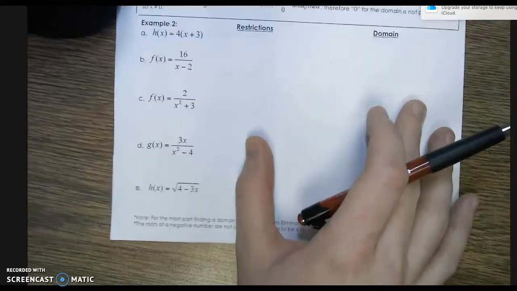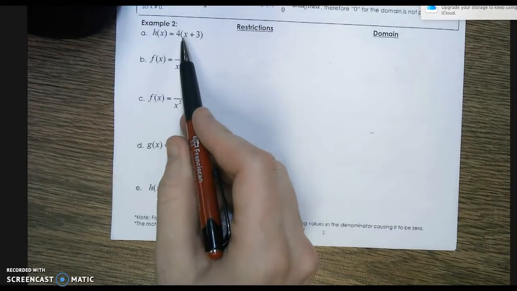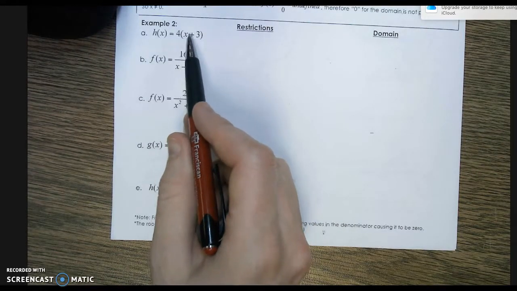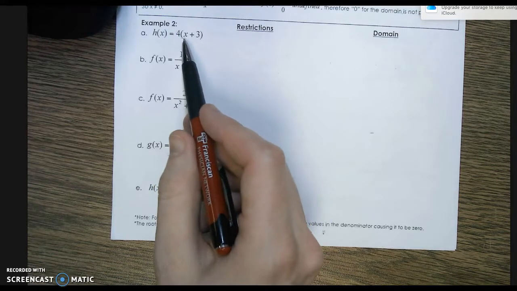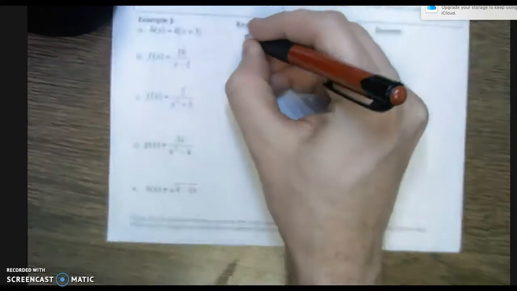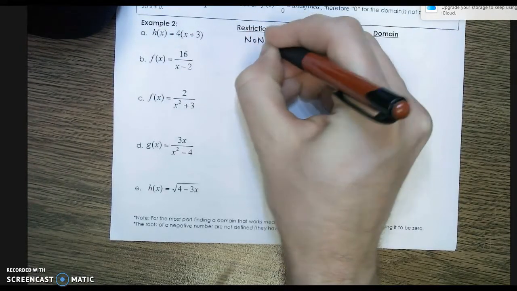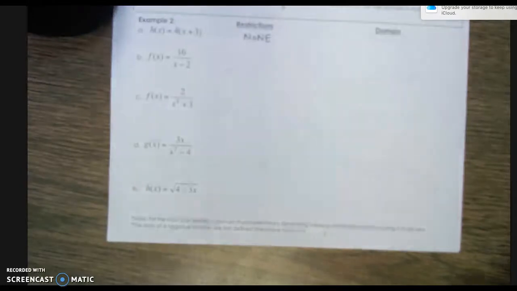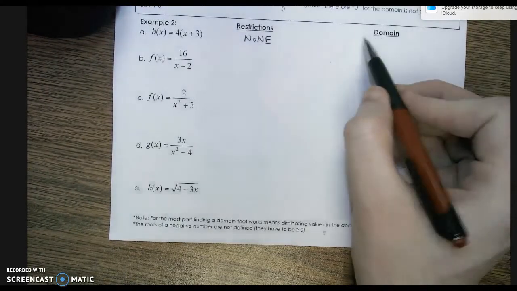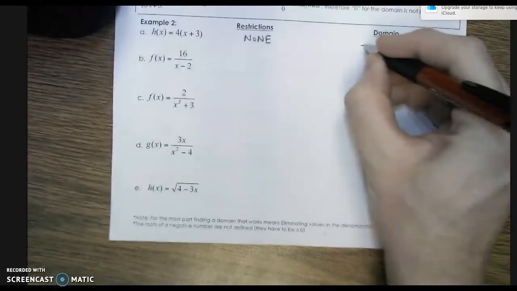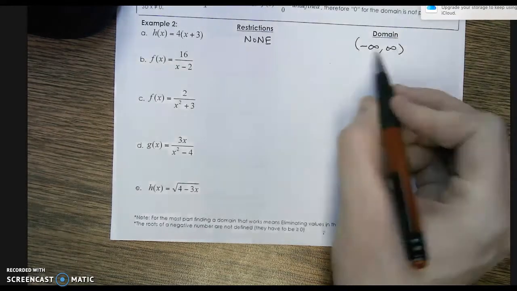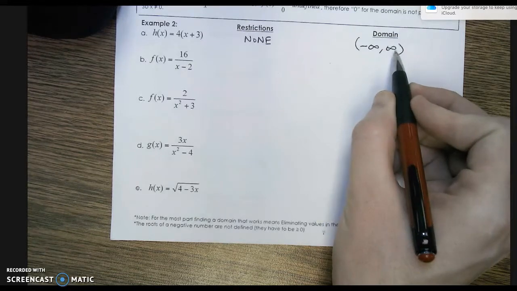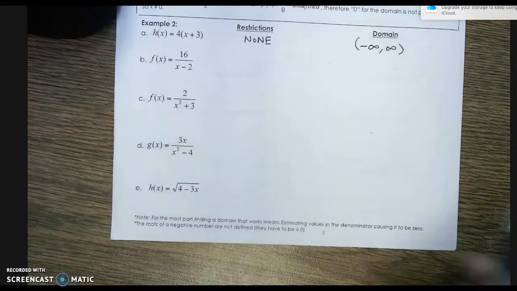Well, so let's look at these functions. I can plug anything I want into this function. I'm not going to get 0 in a denominator. I'm not getting a negative under a square root, so there are no restrictions. And if there are no restrictions, then the domain means all x values work. So we can write that as -infinity to infinity. All x values from -infinity to positive infinity will work in this function.